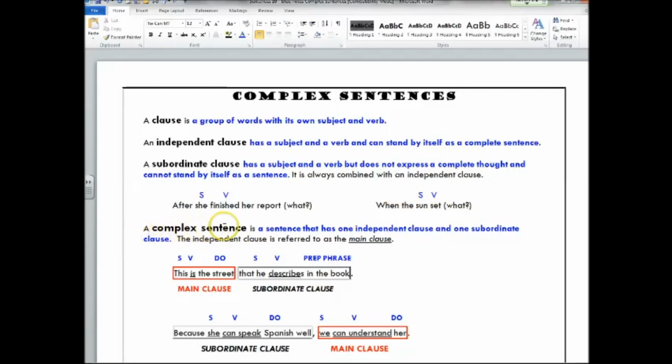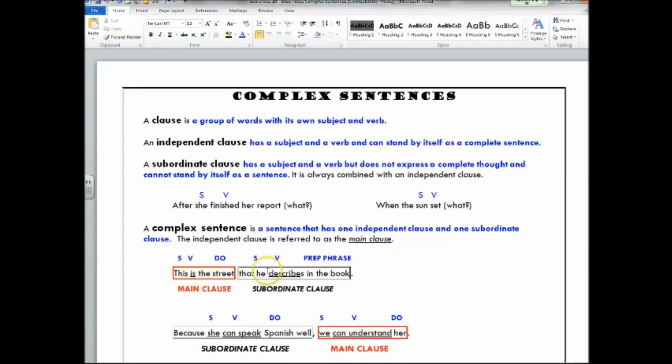A complex sentence is a sentence that has one independent clause and one subordinate clause. So the independent clause is referred to as the main clause, and the subordinate clause can be referred to as subordinate or dependent. It can be either. It's the same thing. There's just two different words for it. So we're going to go with main clause and subordinate clause.